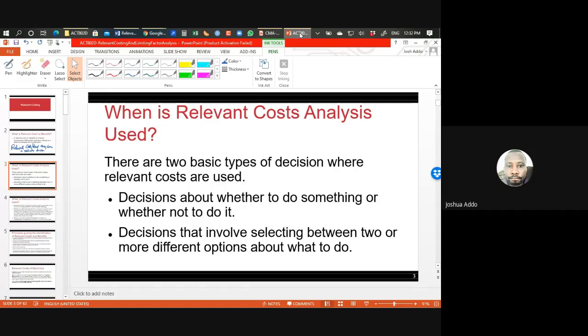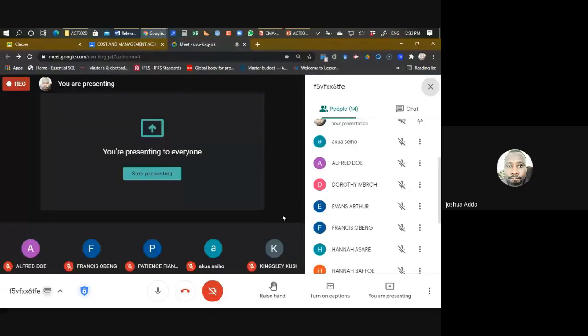So the first type of decision where relevant costing may be the necessary tool to employ: you are taking a decision about whether to do something or not. Can someone give us some decision like that he has taken before or he is about to take, to do something or not to do something? Class, I need your participation. Dorothy. Dorothy.